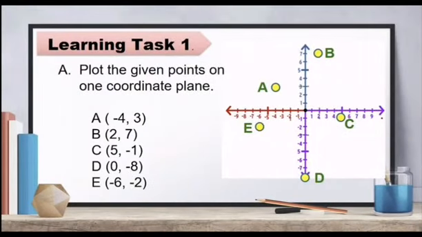Learning Task number 1. Letter A. Plot the given points on one coordinate plane. For point A, negative 4 and 3, it is located in Quadrant II. For point B, 2 and 7, in Quadrant I. For point C, 5 and negative 1, Quadrant IV. For point D, 0 and negative 8, it is located on the negative y-axis. And then point E, negative 6 and negative 2, it is located in the 3rd quadrant.